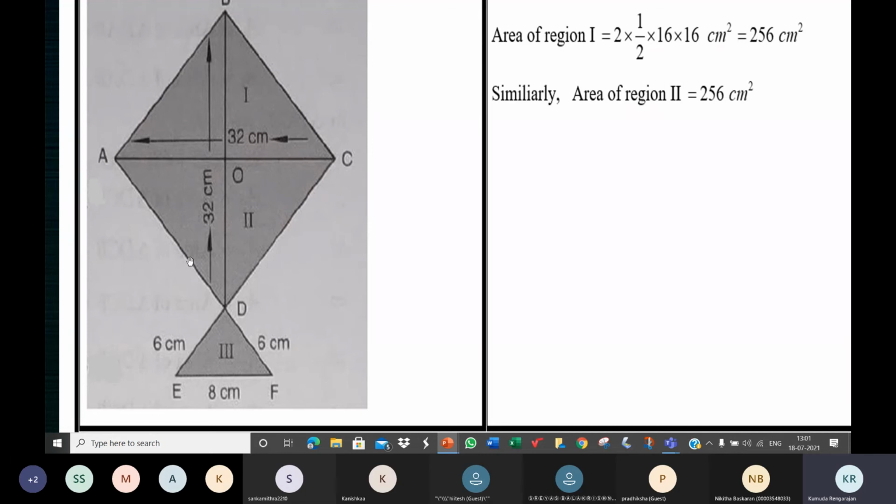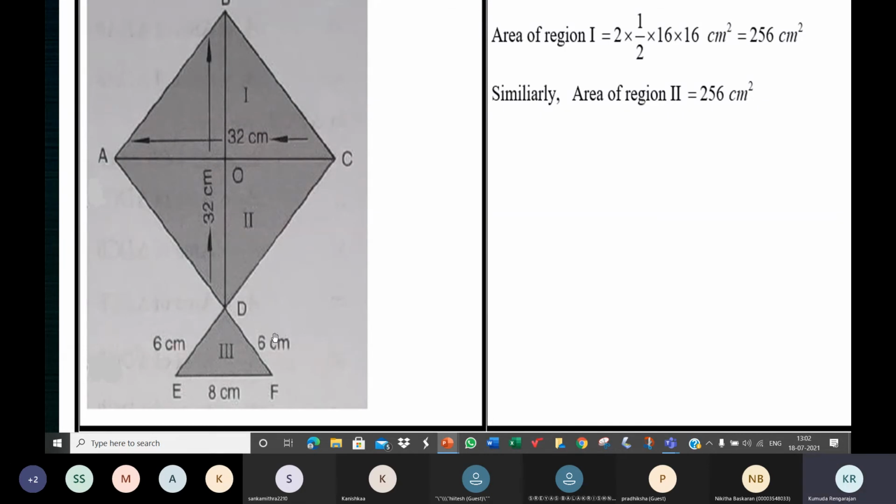What about region 2? Region 2 is also a triangle, ADC. Tell me children, what's the length of the base? 32, ma'am. Altitude? 16, ma'am. Just because this is marked 32, this is not 32. 32 is the full length of the diagonal, so from here to here is only 16. So half base 32 into 16 is the area of this triangle.